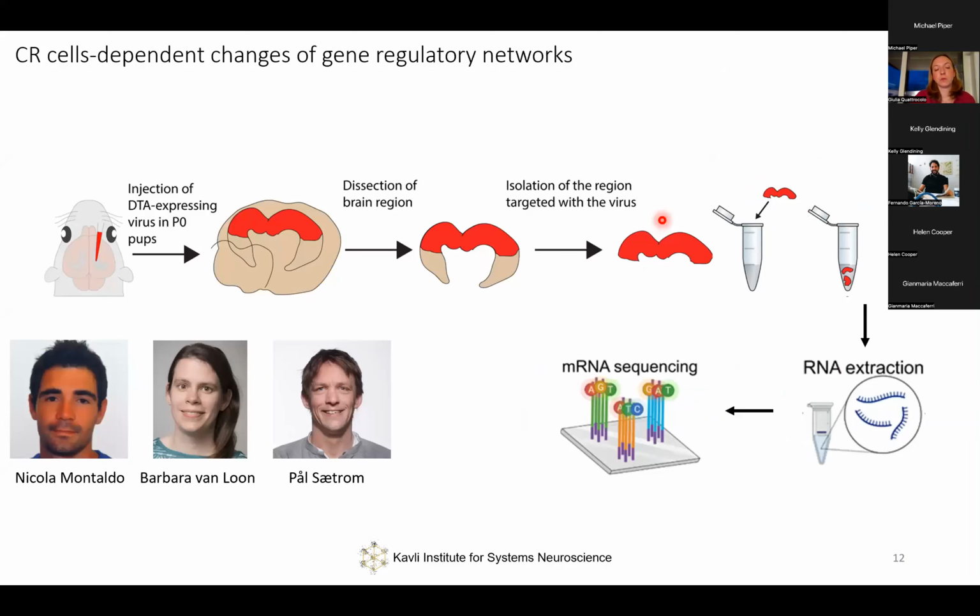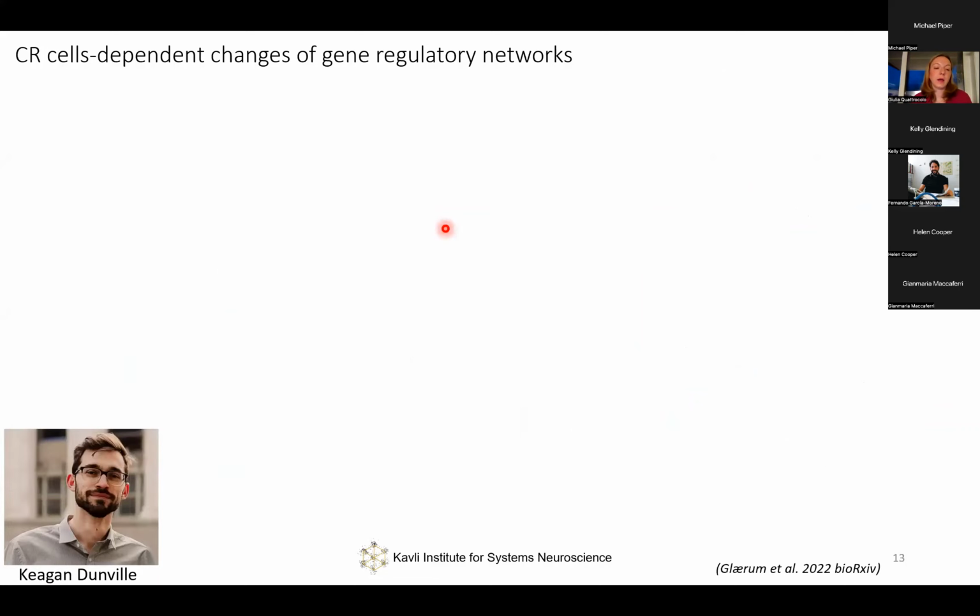And so in collaboration with the lab of Barbara Van Loom and Paul Satrum at the Department of Cellular Molecular Medicine here at NTNU, we decided to perform a bulk RNA-seq from the dorsal hippocampus of injected mice. So we just isolated the hippocampus, took the dorsal part where we saw the fluorescence of the virus, and then performed bulk sequencing. Keegan Dunville, a really talented postdoc in my lab, performed the analysis of this data.